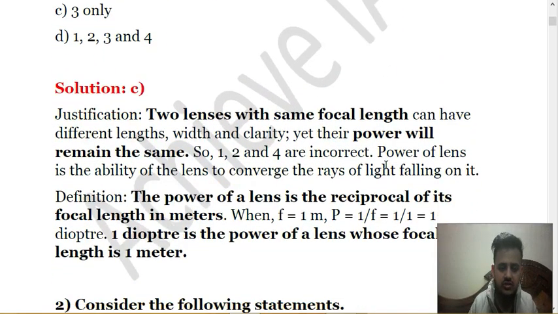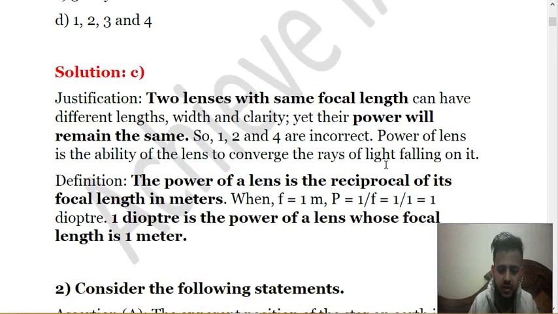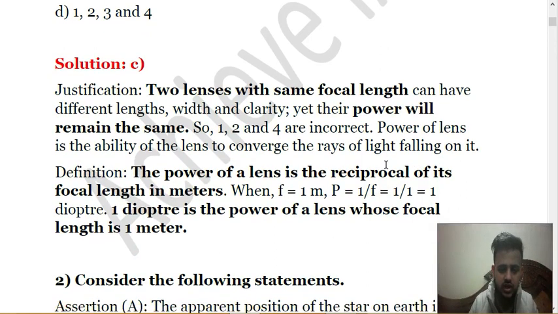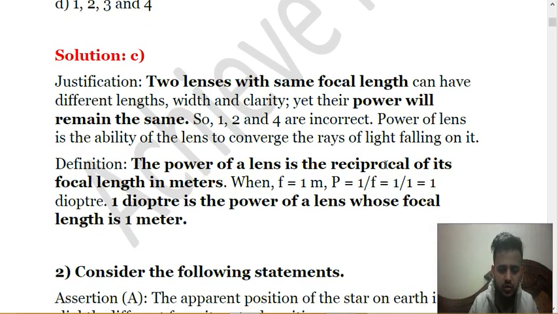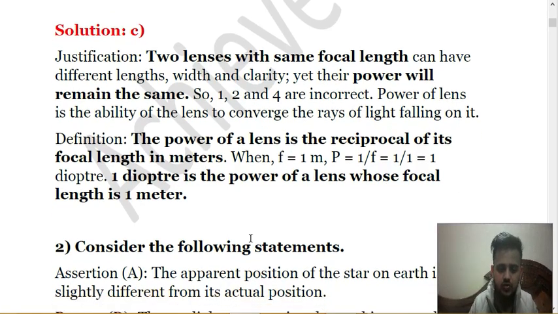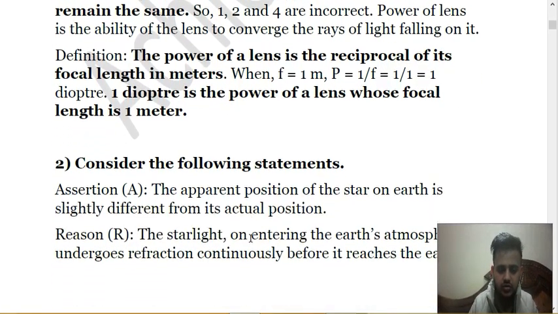Two lenses having the same focal length will have the same power. Basically, power is the converging power of the lens. It is the ability to converge the rays falling on it. It is the reciprocal of the focal length in meters, and the unit of power is diopter. One diopter is the power of a lens whose focal length is 1 meter. So let's move on to the second question.